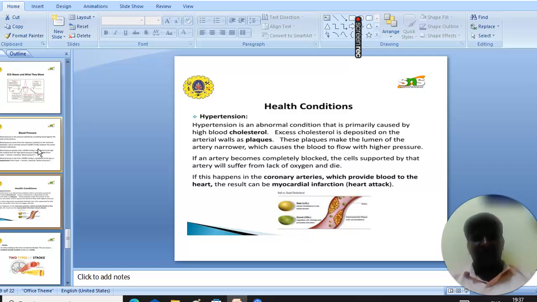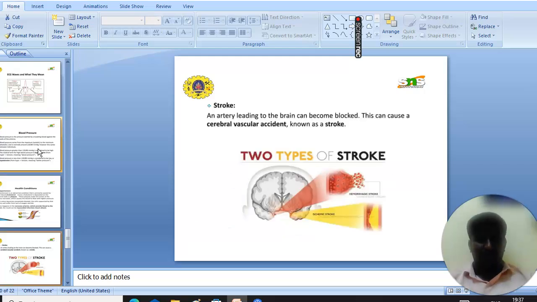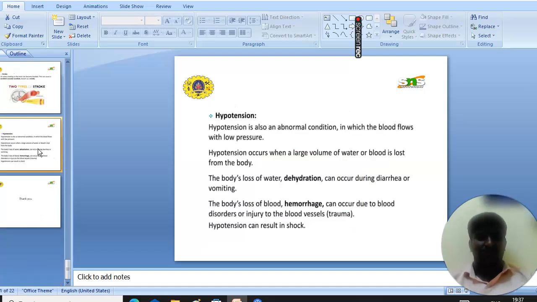Hypertension is an abnormal condition that is primarily caused by high blood cholesterol. Excess cholesterol is deposited on the arterial walls as plaque, and the plaque makes the lumen of the artery narrower, which causes the blood to flow with higher pressure. Next, stroke. An artery leading to the brain can become blocked. This may cause a cerebral vascular accident known as stroke.